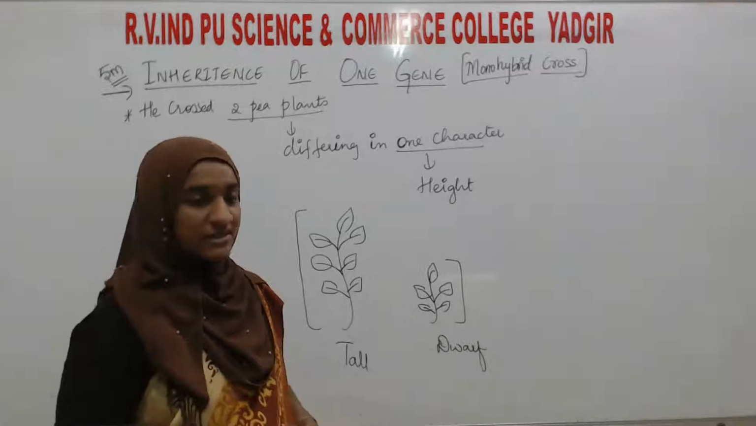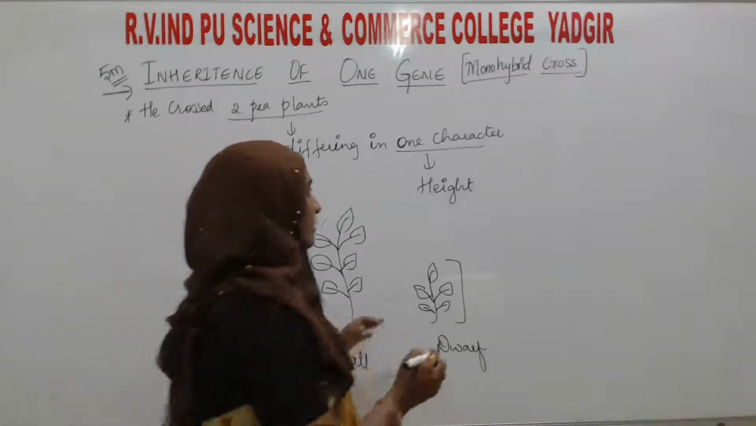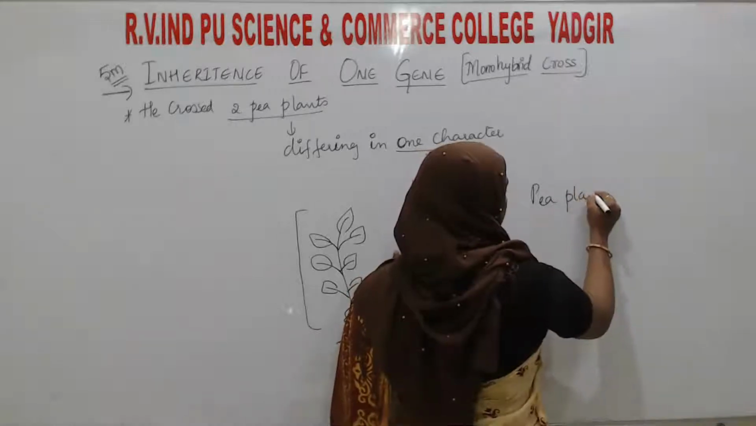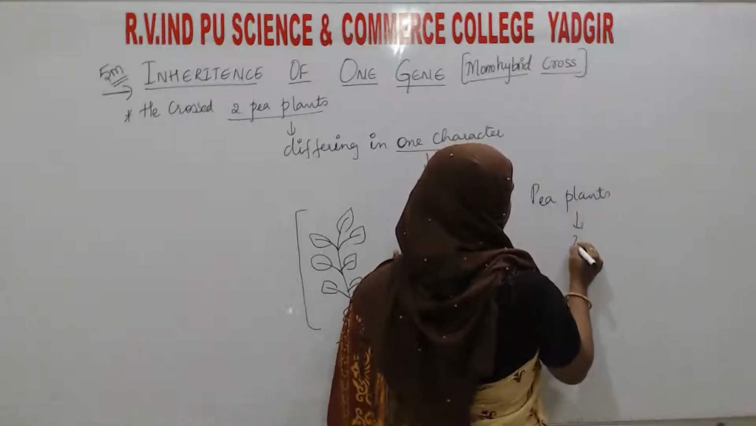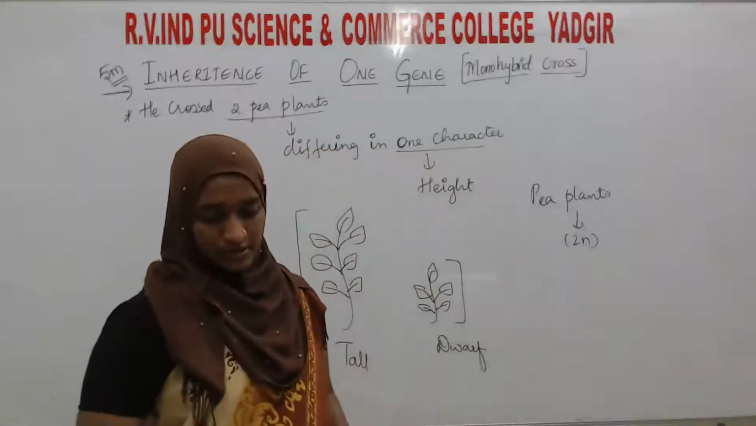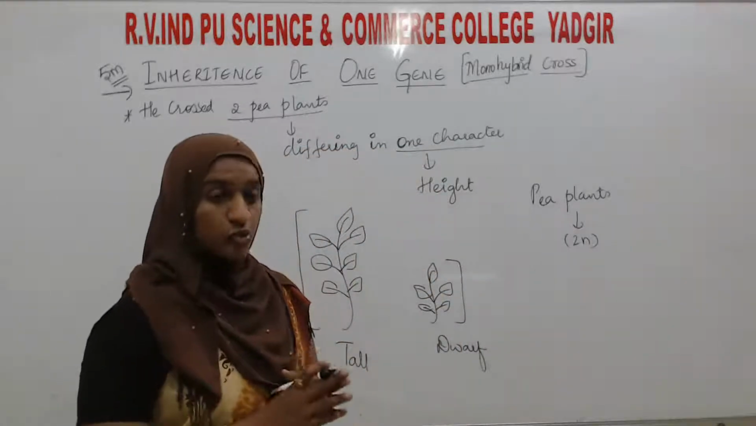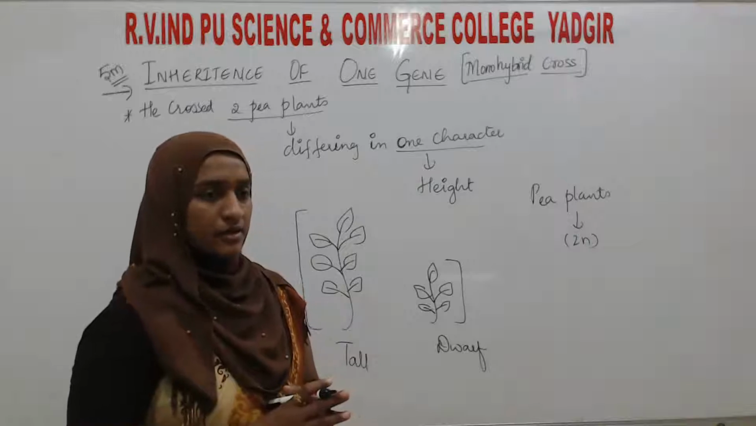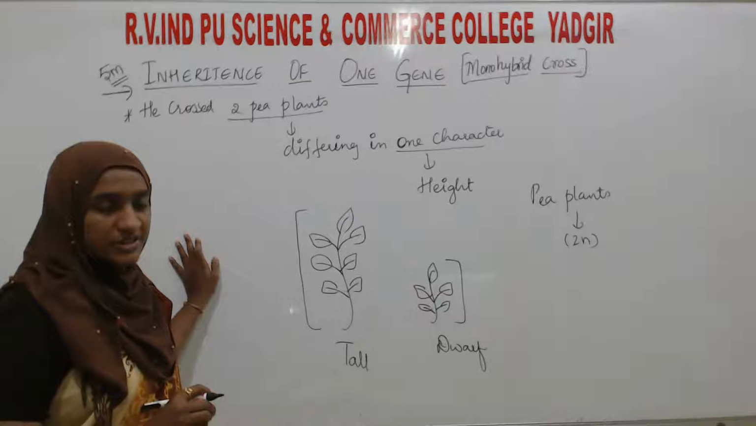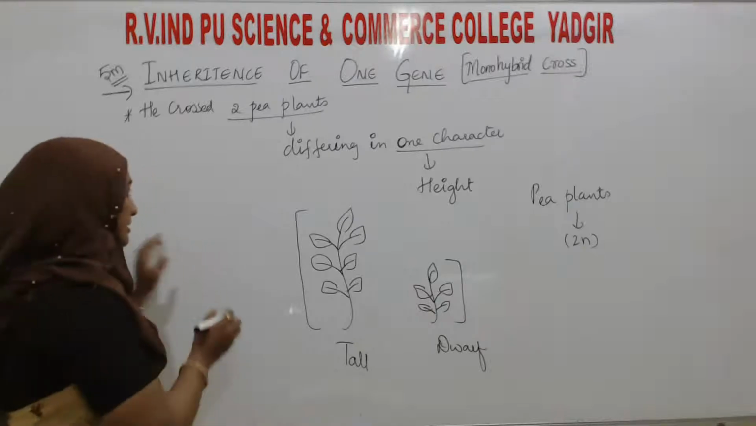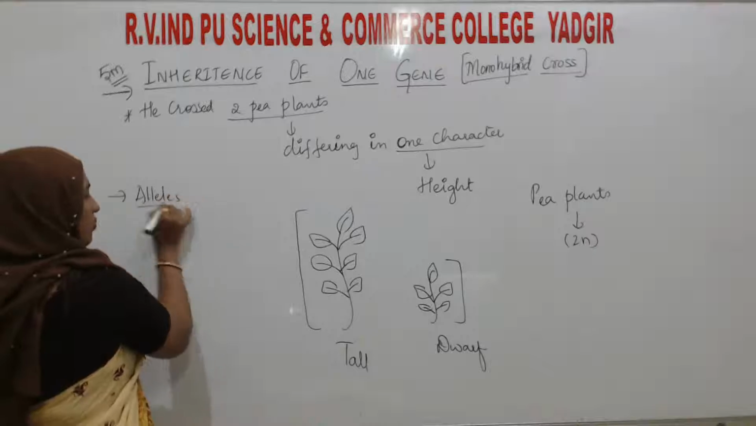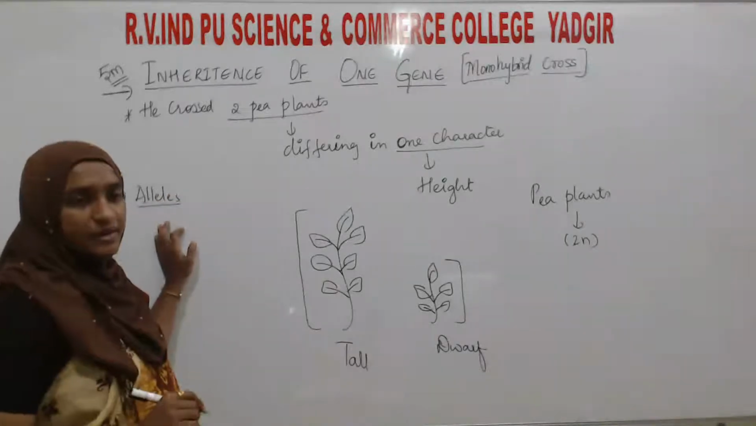Since plants are diploid, keep in mind the pea plants are diploid. Diploid means they have 2 sets of chromosomes. So if they are diploid, with 2 sets of chromosomes, they will have 2 alleles. Now comes the term alleles. What do you mean by alleles?